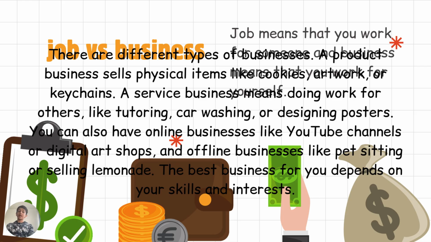So, jobs and businesses. Jobs means that you work for someone, and businesses means that you work for yourself. In a job, you earn a fixed salary. There's less risk, but also limited income growth. In business, you work for yourself. Your income depends on profit. There is more risk, but also more freedom and more potential. Neither option is right or wrong, but entrepreneurship teaches independence and responsibility.